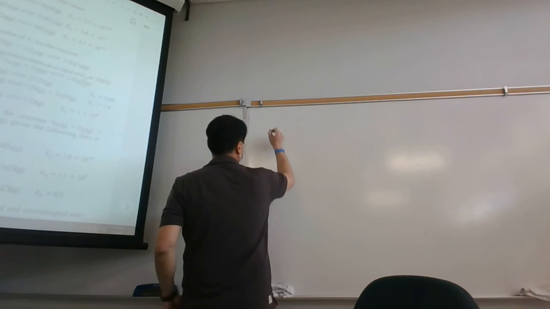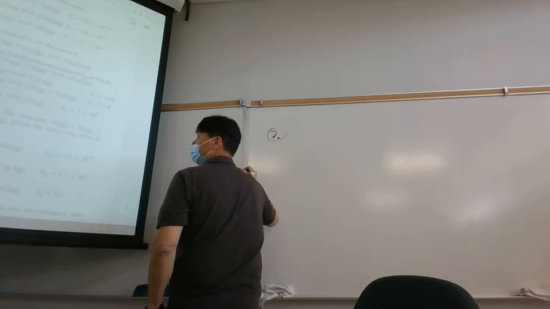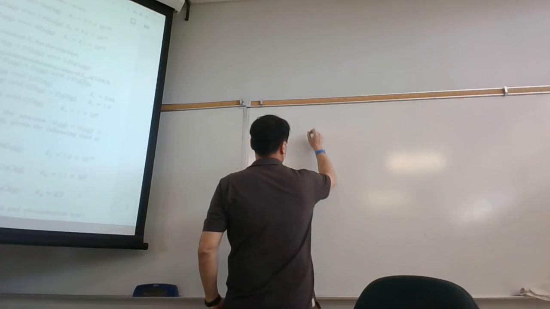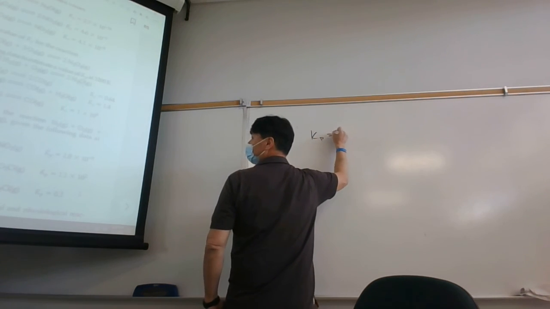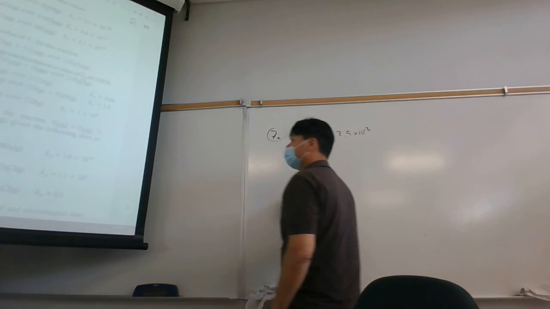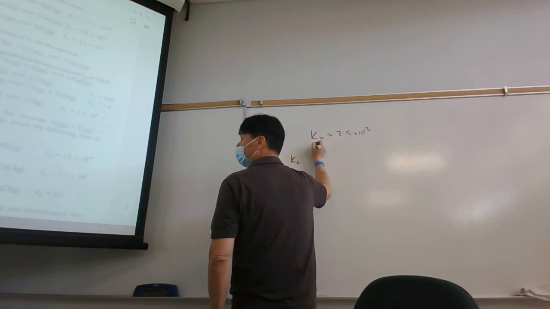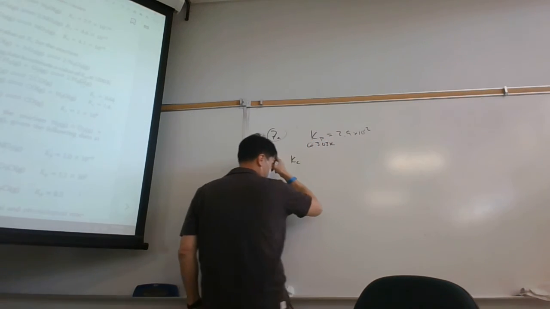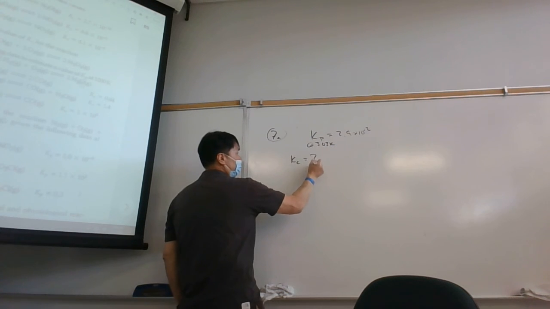Some of the others are really straightforward, but we'll take a look at 7A, and we're going to do K. We have a Kp value of 2.9 times 10 to the minus 2, and we want the Kc value. This Kp is at 303 Kelvin.